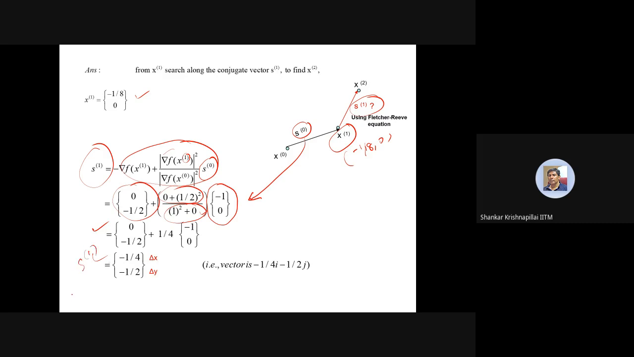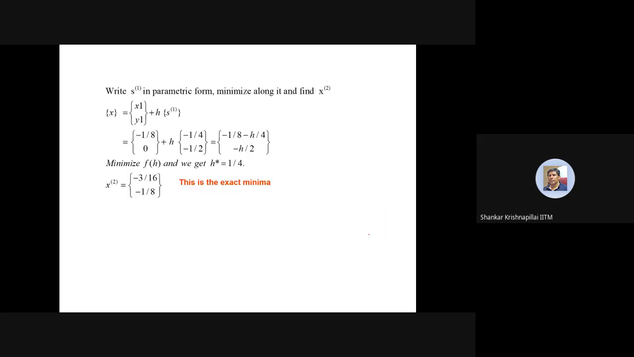Okay, the equation or the direction of S1 is minus 1 by 4i and minus 1 by 2j. So this has to be expressed in parametric form. Write S1 in the parametric form. That is the starting point plus h into this del x, del y values.